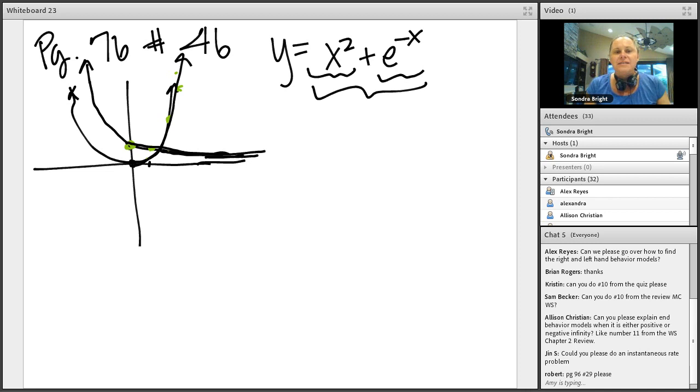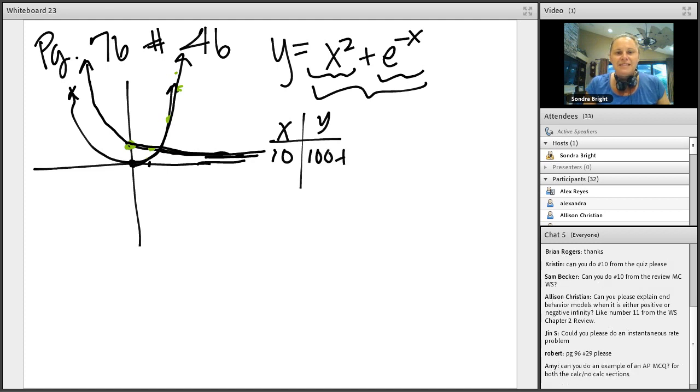Like, let's say when x is 10, you've got 100. So when x is 10, and obviously we're going to go much bigger than that, then your y would be 100 plus e to the negative 10, which is a very small number. That's 1 over e to the 10th. So 1 over 3-ish to the 10th power. And so it ends up being basically 100. And so the x squared function is way bigger in y values than the e to the negative x.